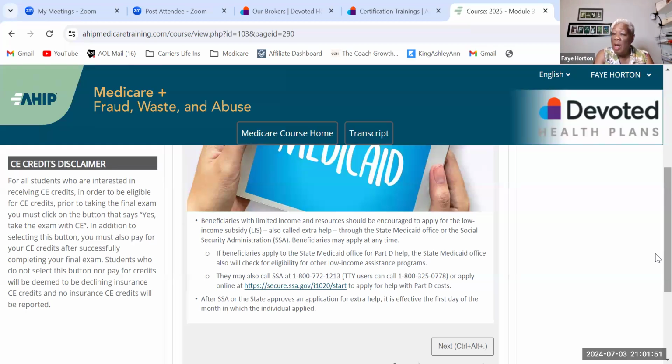They may also call the Social Security Administration or apply online at secure.ssa.gov/I-1020/start to apply for help with Part D costs. After the Social Security Administration or the state approves an application for extra help, it is effective the first day of the month in which the individual applied.